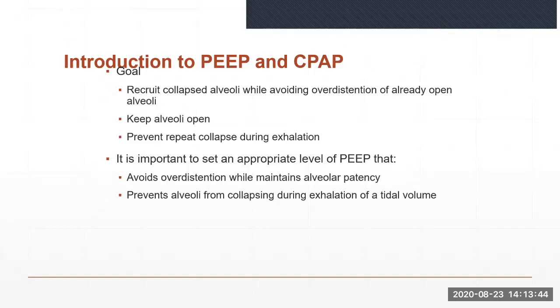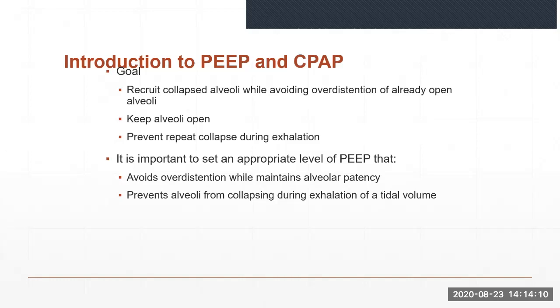Because PEEP is so frequently used to increase mean airway pressure and improve and maintain oxygenation, it occupies a key role as a technique for treating acute parenchymal lung injury, such as severe atelectasis associated with various pulmonary pathologic processes. The goal of using PEEP is to recruit collapsed alveoli while avoiding overdistension of already open alveoli.